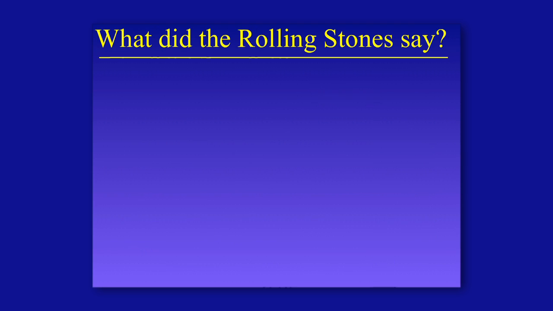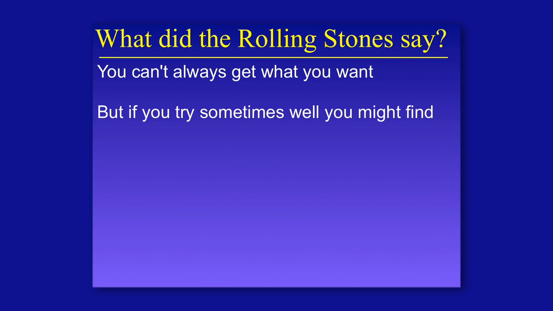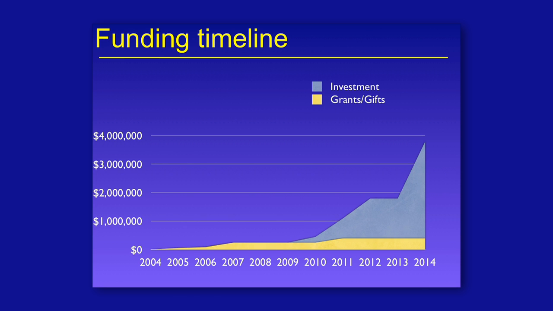So what did the Rolling Stones say that might be relevant to this? You can't always get what you want, but if you try sometimes, well, you might find you get what you need. And I think that's really true for the funding. You have to try really hard to do that, and you don't get what you want, but you do often get what you need. So overall, the funding timeline for this is shown here, sort of on the cumulative axis.